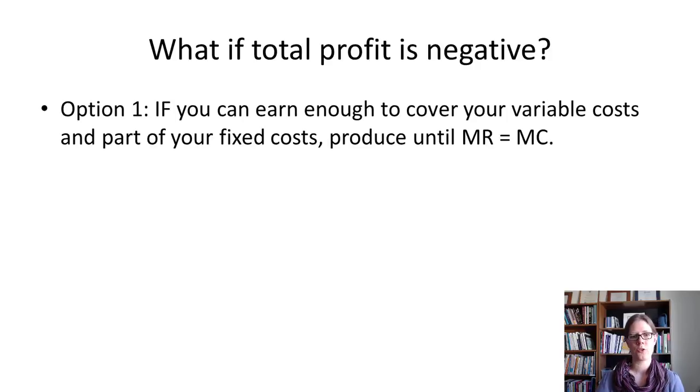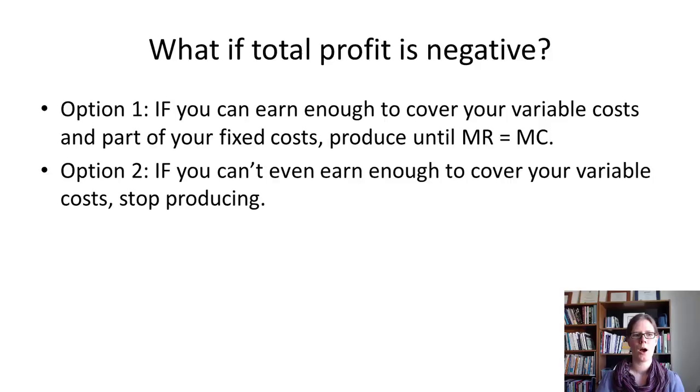So in that case, they should produce, and they should produce at the profit maximizing quantity, because even though they're making a loss, they're making a smaller loss than they would make otherwise, because they can cover part of their fixed costs. Option 2 applies if producers can't even earn enough to pay for their variable costs. So in that case, they would actually do better by eliminating the variable costs, producing nothing, and just paying their fixed costs.